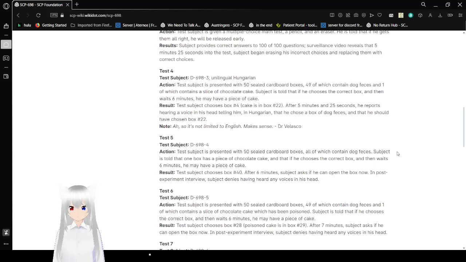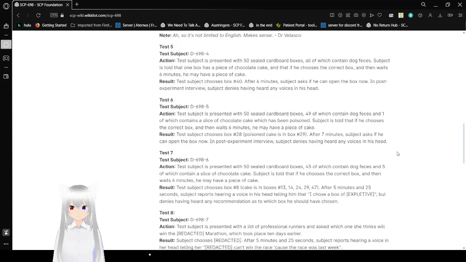Result. Test subject chooses box number 4. Cake is in box number 22. After 5 minutes and 25 seconds, he reports hearing a voice in his head telling him, in Hungarian, that he chose a box of dog feces and that he should have chosen box number 22. So it's not limited to English. Makes sense. And that was kind of a given, isn't it? It's going in your head as a suggestion. I assume it would not be limited to any one language.